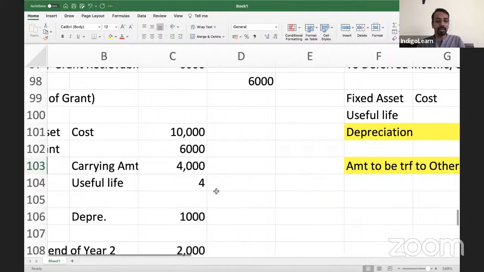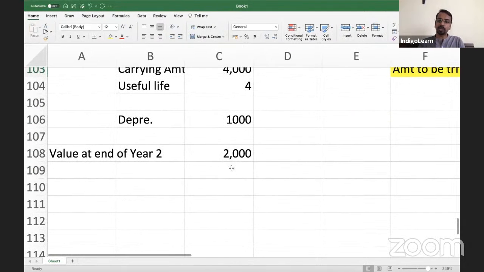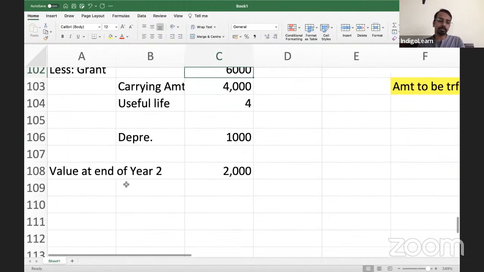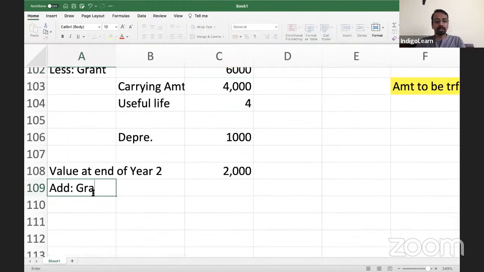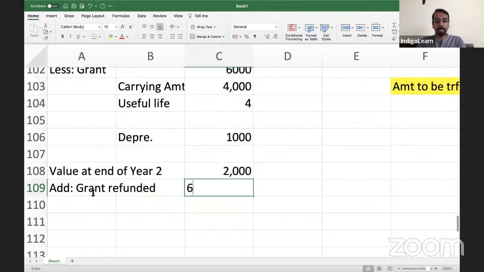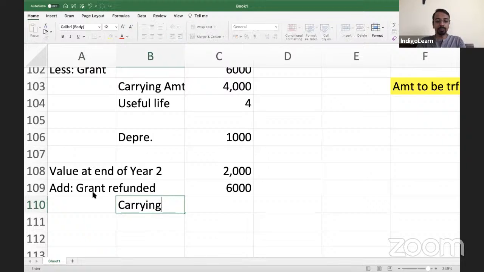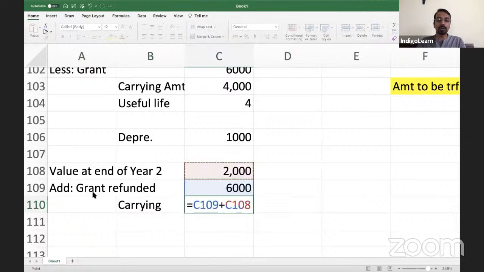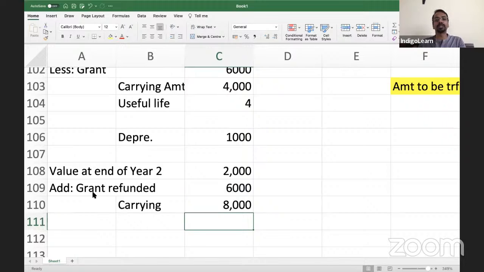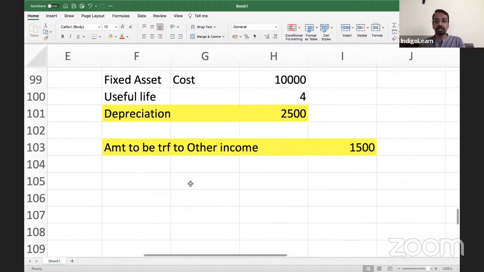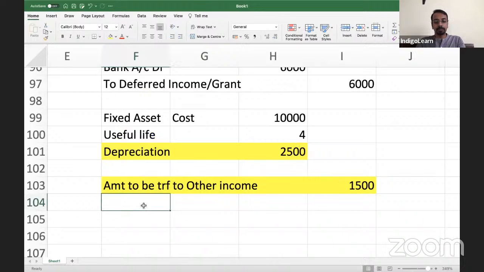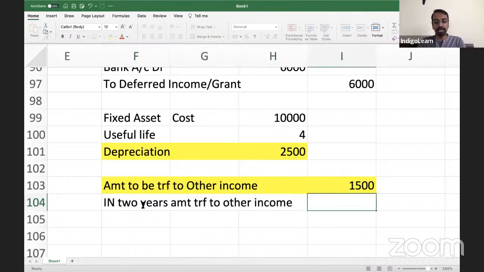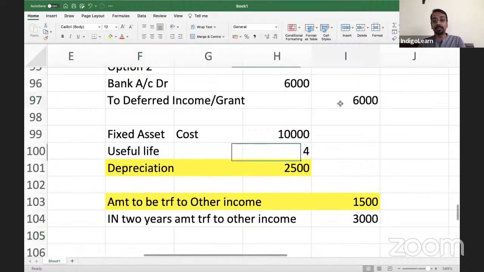So, for example, the reason why I said 2 years, value at the end of year 2 is 2000, and the government says, I gave you a grant so that you can do something. You did not do those things. Please give back the grant. What was the grant amount? 6,000. Okay, add grant refunded 6,000. Then carrying amount, how much? 6,000 plus 2,000, 8,000. What is the balance useful life? 2 years. Depreciate it over remaining 2 years. In this case, over a period of 2 years, amount transferred to other income will be 3,000. Correct?